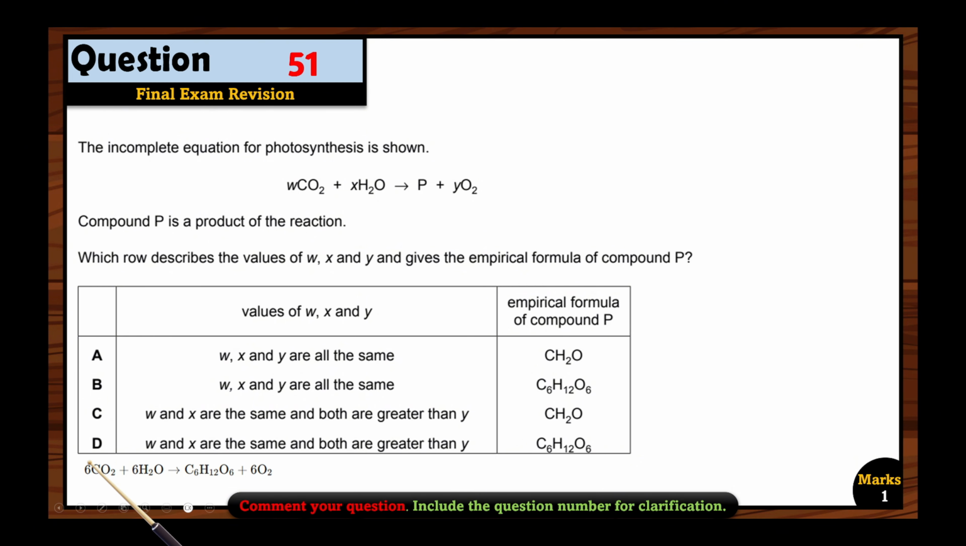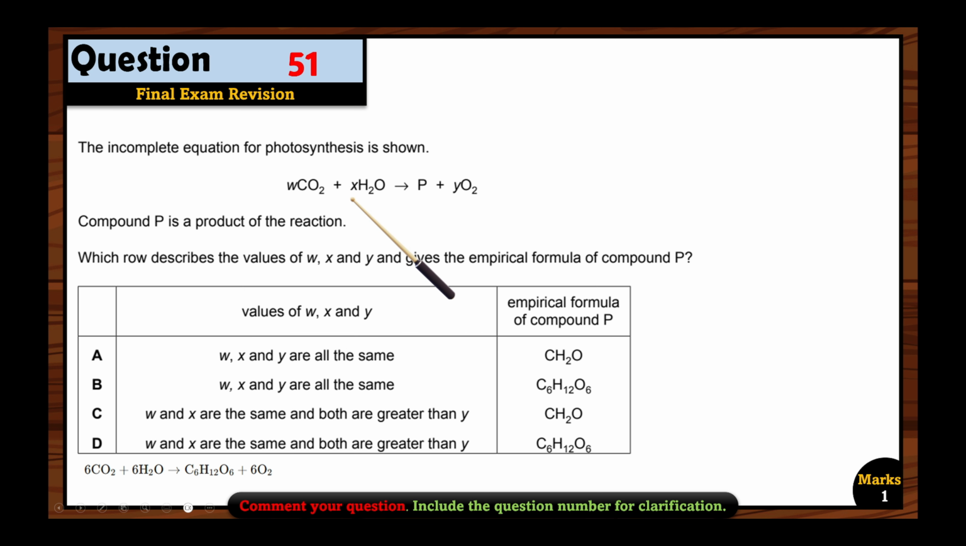I have given you this equation here, the photosynthesis equation, right? So once you know that P is C6H12O6, now you have to find the values of W, X, and Y. How many carbon do we have here? C6, right? If you have 6 carbon in the product, it should also be 6 here. So W should be 6, right? Now we have W is 6.